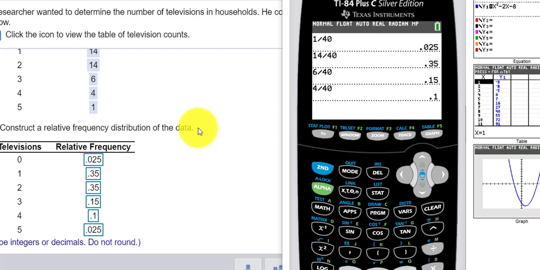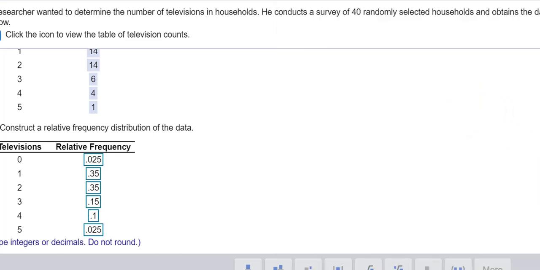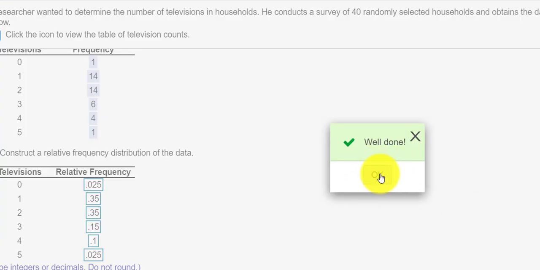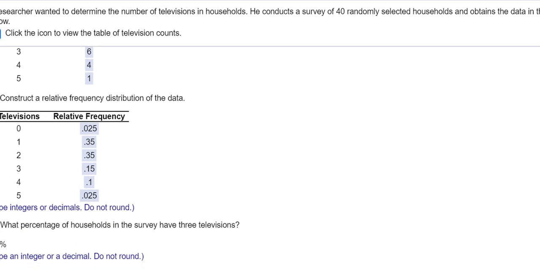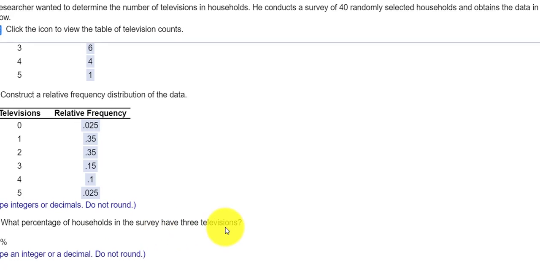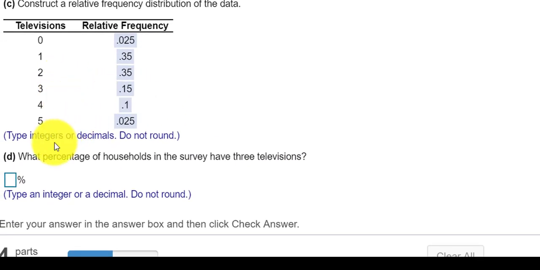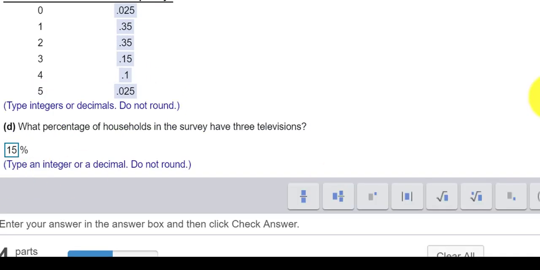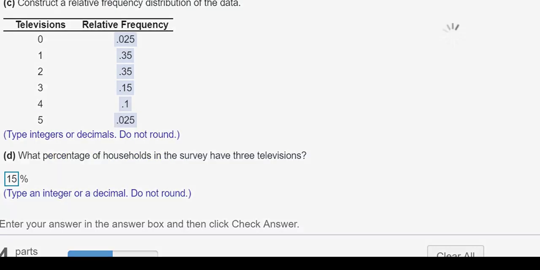So you can see I've placed these boxes with my numbers here. And when I add all of this together, I should end up with 1, right? All of these added together should total 1 or 100%. So I'm going to check my answer, and I get the well done. So the percentage of households in the survey that have 3 televisions, that would be 15%. I check my answer. Well done.